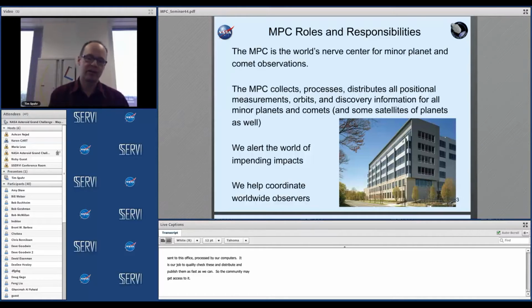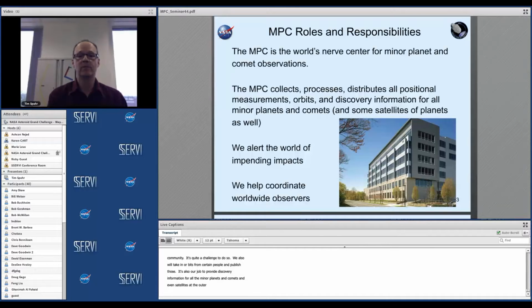It's a completely international operation. As you see, we work with people in dozens of countries. We really must serve the entire community, and it's quite a challenge to do so. We also take in orbits from certain people and publish those. It's also our job to provide discovery information for all the minor planets and comets, and even some satellites of the outer planets.